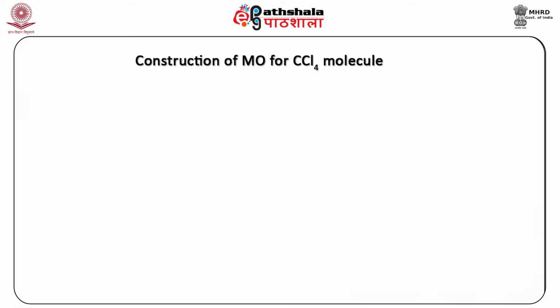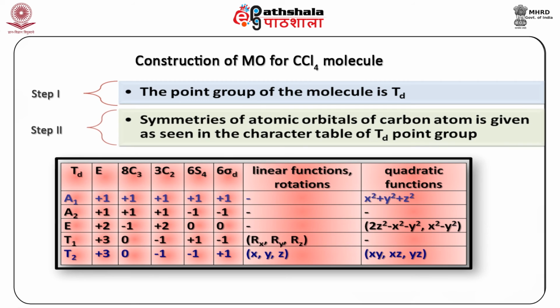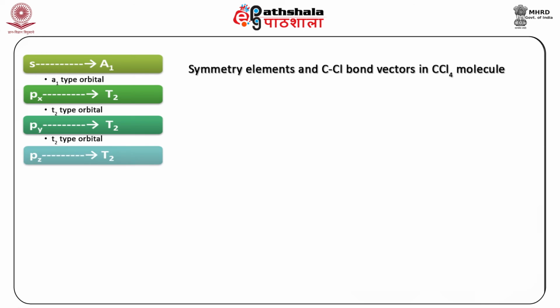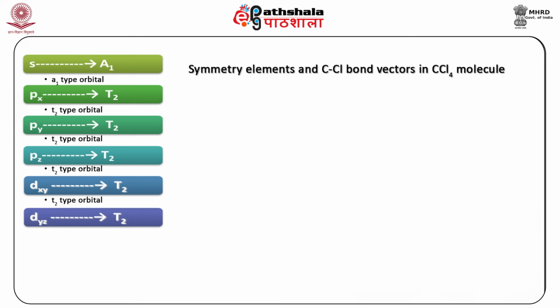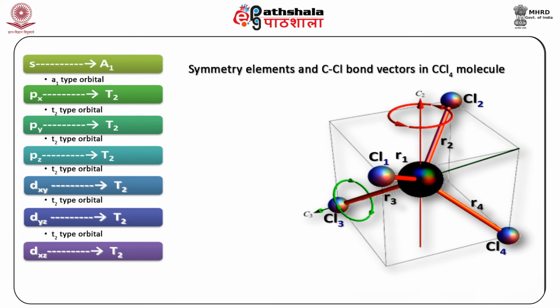Applying the same procedure for construction of the molecular orbital diagram for the CCl4 molecule, let us do step 1. That is, the point group of the molecule is Td. Step 2: the symmetries of atomic orbitals of the carbon atom are given by the character table of the Td point group as shown. The symmetries of atomic orbitals of carbon are as shown, and the structure and the 4 C-Cl bond vectors in CCl4 are as shown in the figure.